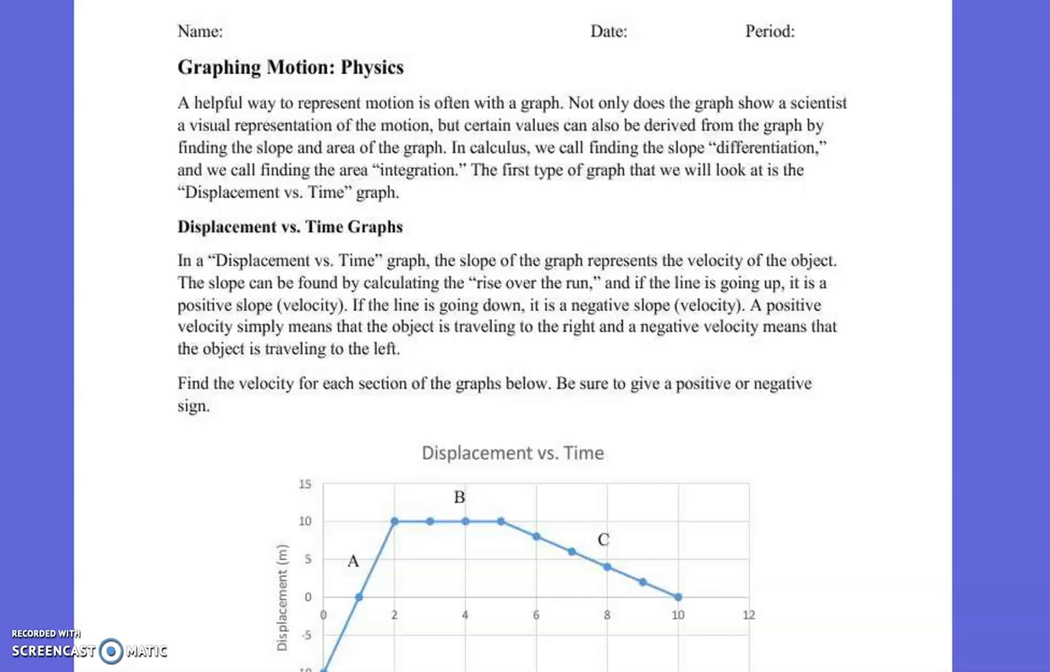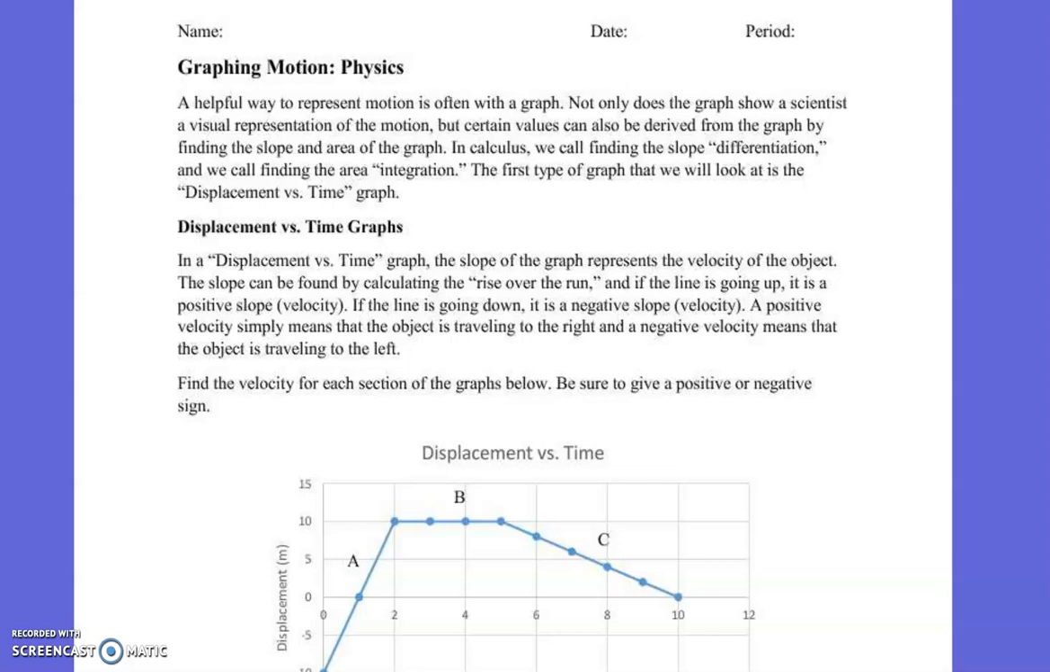A helpful way to represent motion is often with a graph. Not only does the graph show a scientist a visual representation of the motion, but certain values can also be derived from the graph by finding the slope and area of the graph. In calculus, we call finding the slope differentiation, and we call finding the area integration.